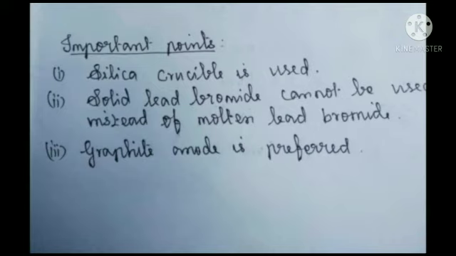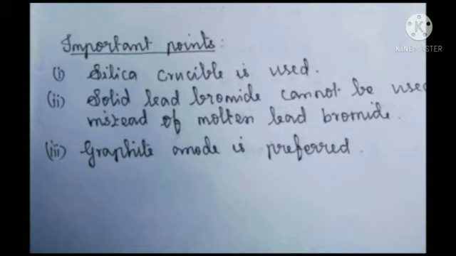In this molten lead bromide electrolysis, we have to remember some important points. The first one is that a silica crucible is used because it can withstand high temperature. Second, solid lead bromide cannot be used instead of molten lead bromide. In solid lead bromide the ions are very tightly packed with a strong force of attraction, so there are no free mobile ions. So we use molten lead bromide.